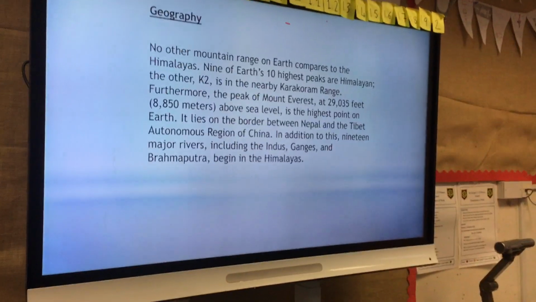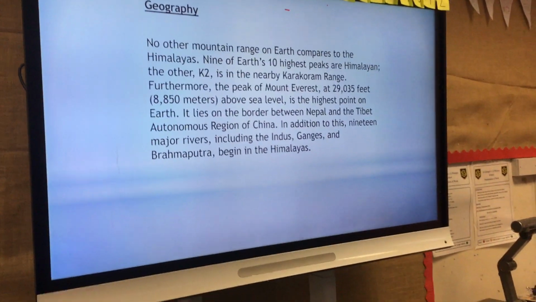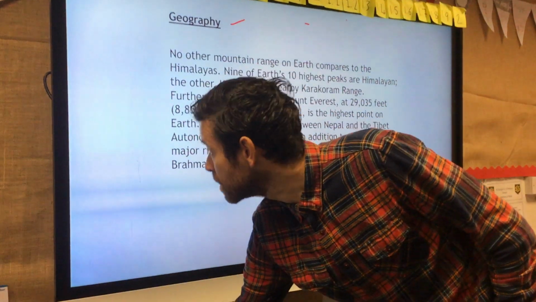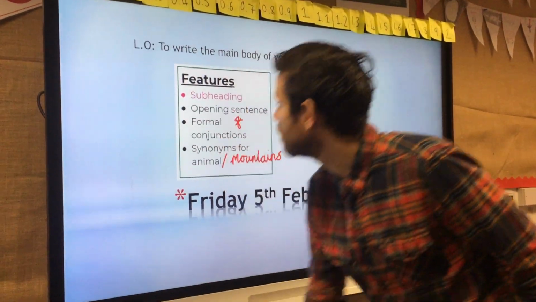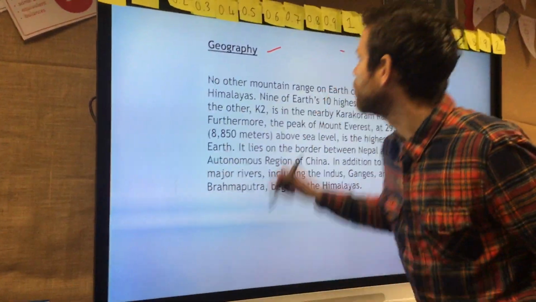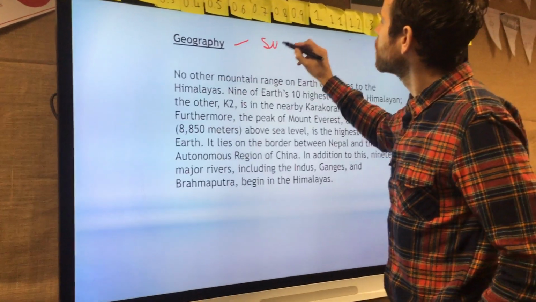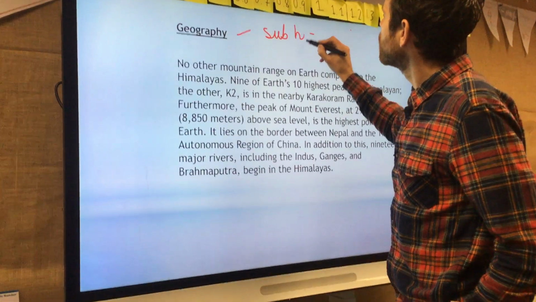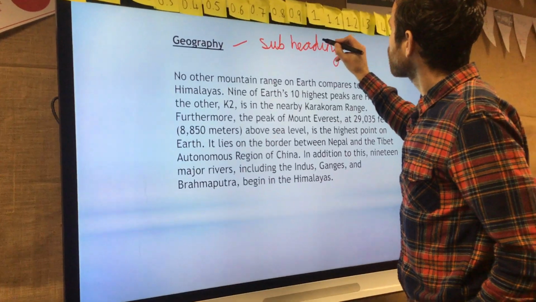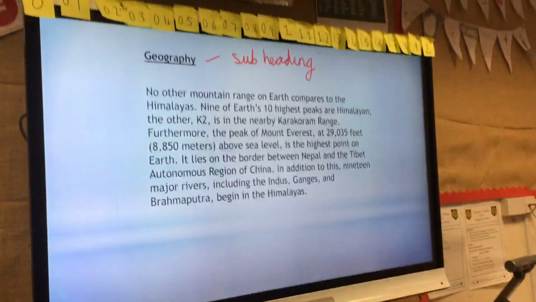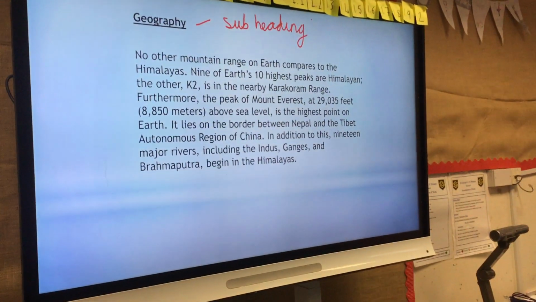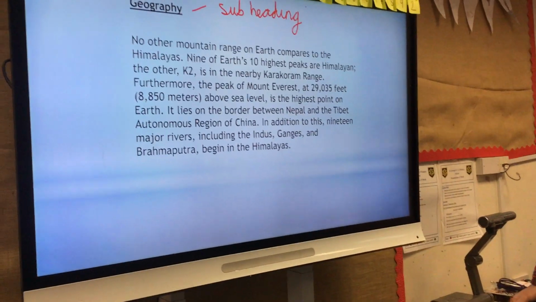Okay, this is my little waggle. Geography is what part of our success criteria have we ticked off with geography? If you said subheading, you would be absolutely right. This is our subheading. I'm not going to dot that R because it will go on to the next slide. The other mountain range, no other mountain range on Earth compares to the Himalayas.